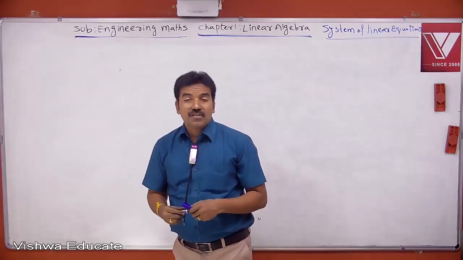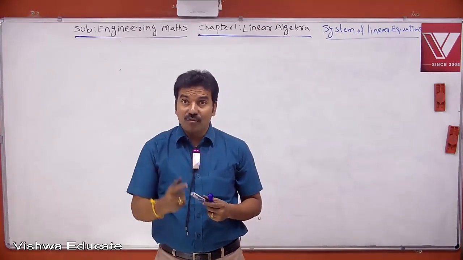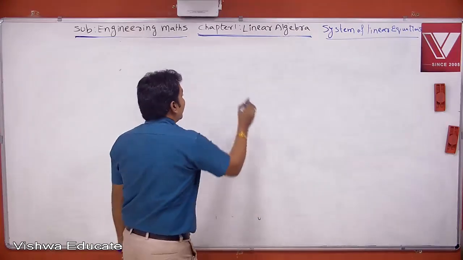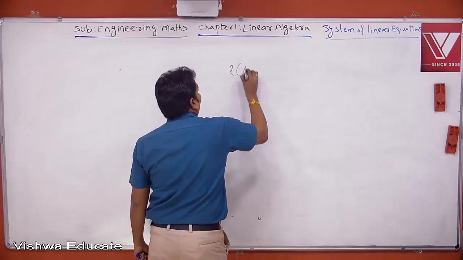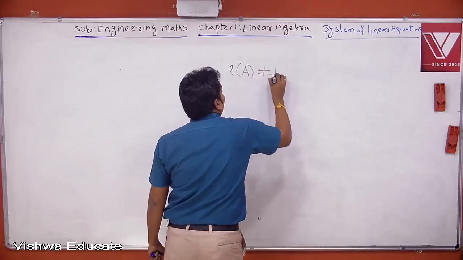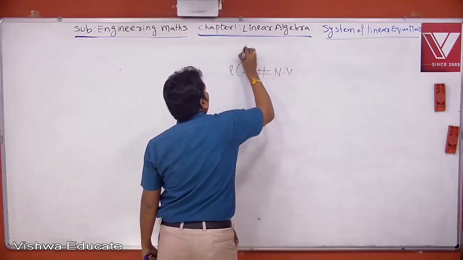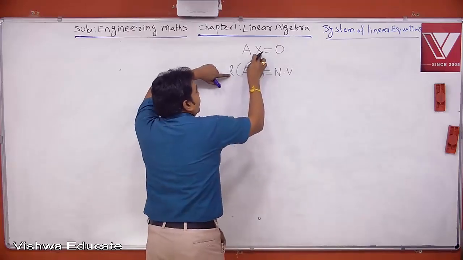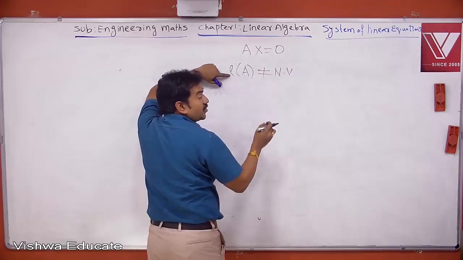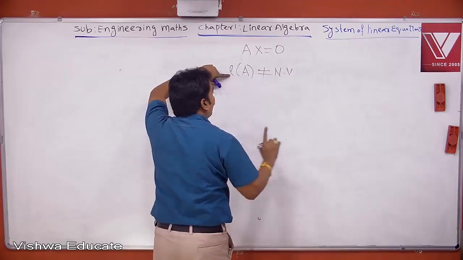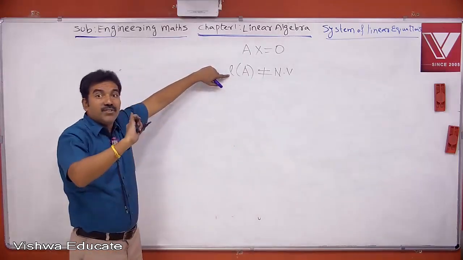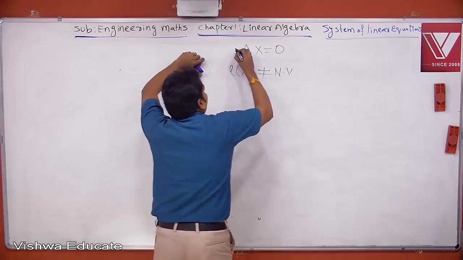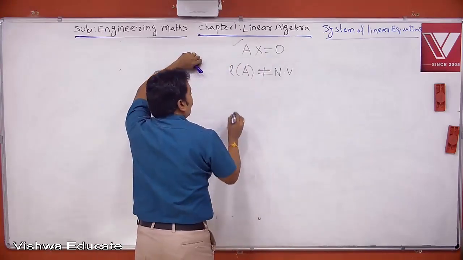Now let us discuss non-trivial solutions in case of a homogeneous system. One simple result: earlier I told you, if rank of A is not equal to the number of variables in a homogeneous system Ax equal to O, then Ax equal to O has infinitely many solutions. Out of infinitely many, one solution is trivial and the rest are non-trivial solutions.